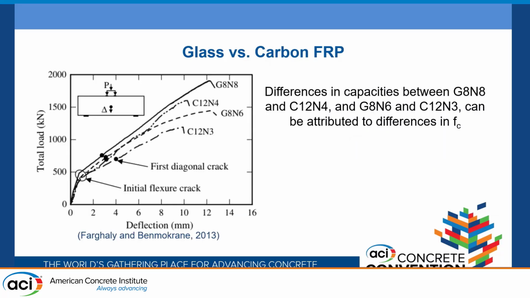And this is their force displacement response. So this G8N8 was number 8 bars of glass, which is approximately equal to the axial stiffness of 12 number 4 bars using their carbon fiber FRP bars. And similarly, 8 number 6 bars is approximately equal to 12 number 3 bars when you swap glass for carbon. And the main difference between their responses was that they had different concrete strengths. But if you scaled for the concrete strength, you would get approximately equivalent capacities.